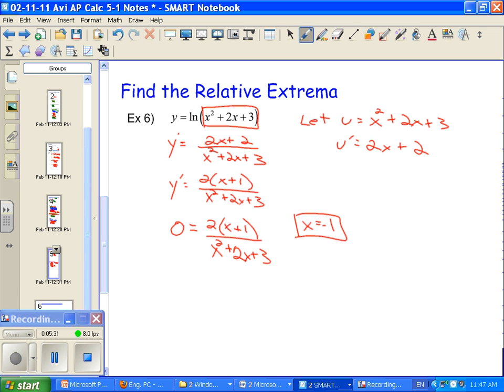So if I plug -1 back into the original, I get 1 minus 2 plus 3, so the natural log of 6. So my point is going to be -1, and then whatever the natural log of 6 gives me, some kind of decimal to plug in there. And then how would I know if that's going to be a maximum or a minimum? Remember?